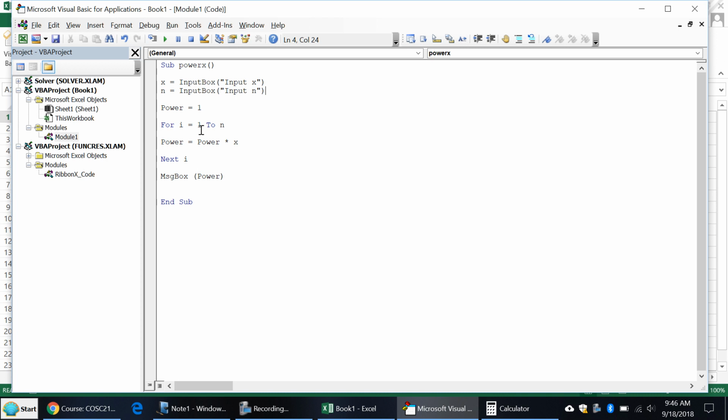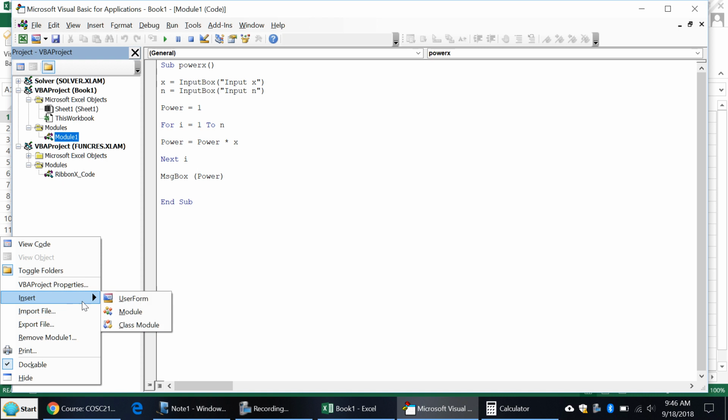So if I go for I equal 1 to like 2.5, what happens is it drops out at 2. Because as soon as it hits 2 and then goes to 3, it says, oh, 3 is greater than 2.5, so I stop at 2. So for this particular problem, n has to be an integer, right? Pretty simple. So everyone has an appreciation now for how you take a number and raise it to another power, okay?